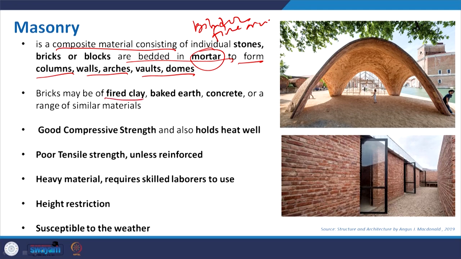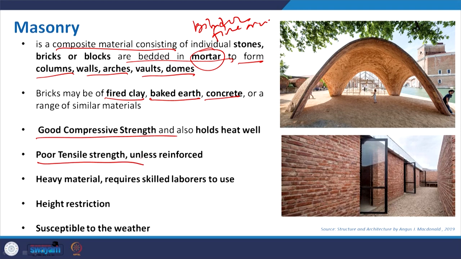So, bricks, as I mentioned, may be baked earth, or the concrete brick. Nowadays we also use the compressed brick and the fly ash brick as a material. It has good compressive strength, so it will resist compression, but the problem is with tension.